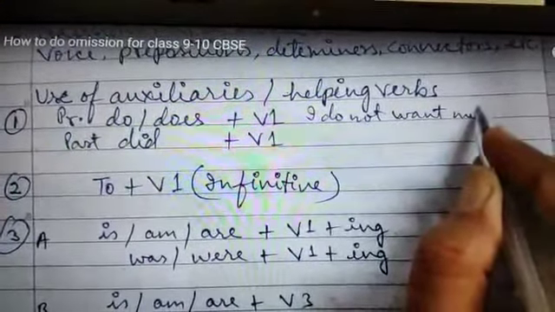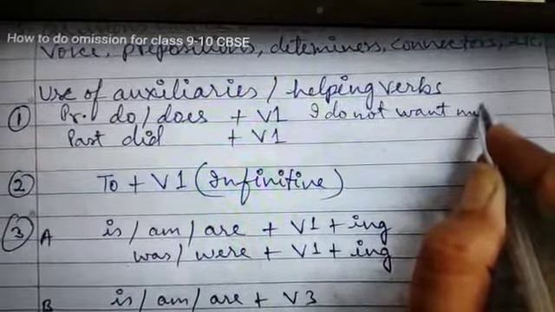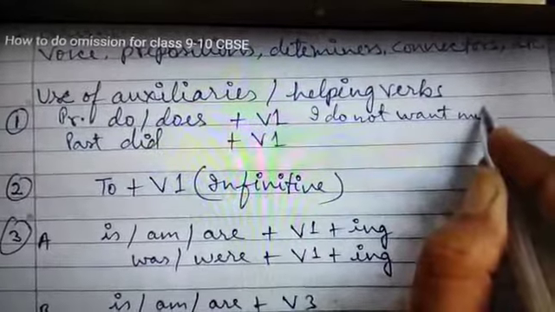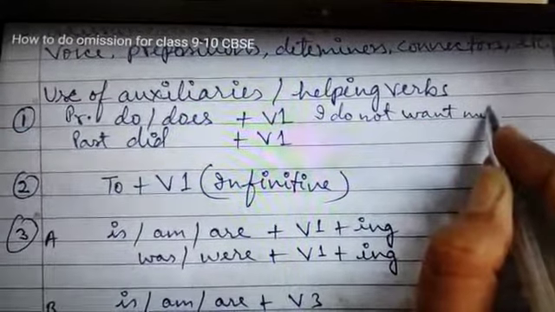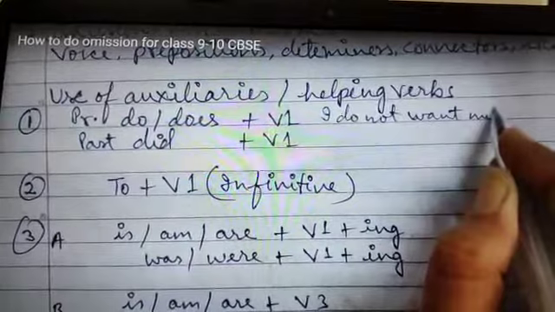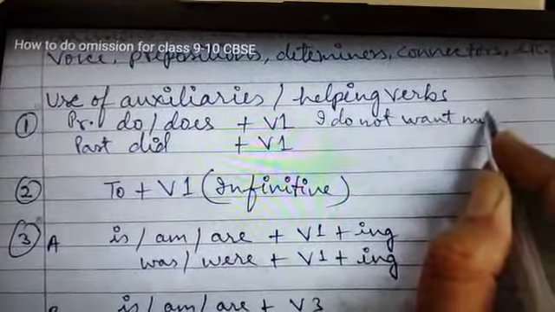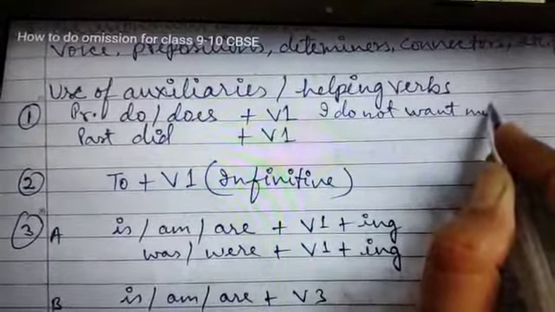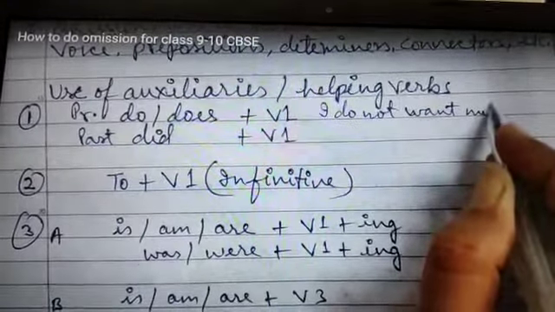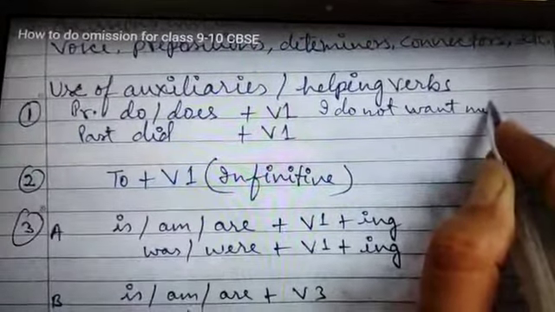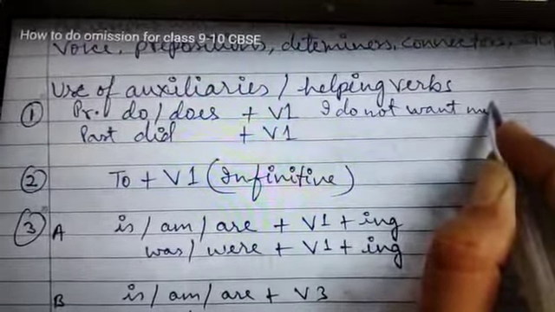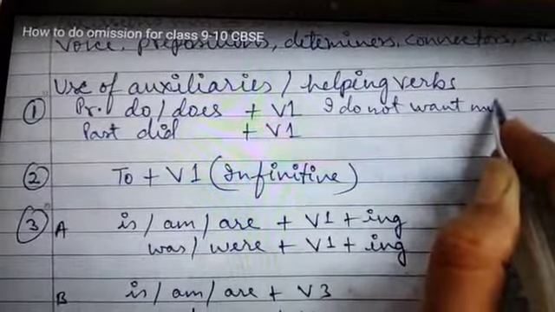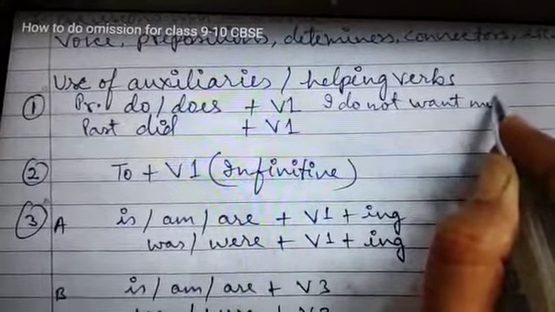And did will always take the first form of the verb, and students commonly commit this mistake. With did, most of the time they use the second form of the verb, but the correct form is did plus the verb's first form. And then to plus verb 1, infinitive. After to infinitive, it always follows the first form of verb: to play, to go, to come, to know, to sleep. So after to infinitive, always use the first form of verb.